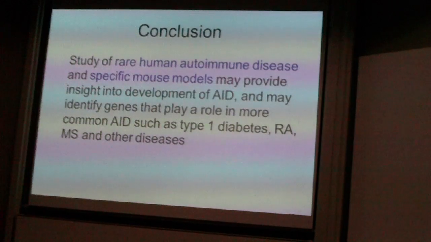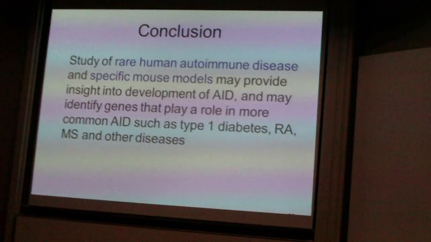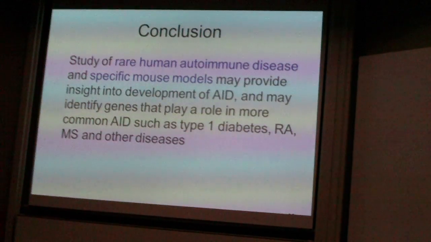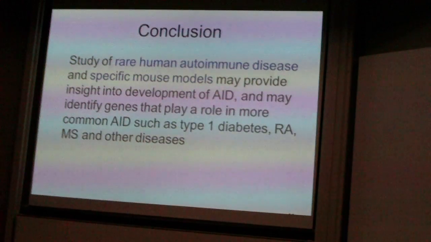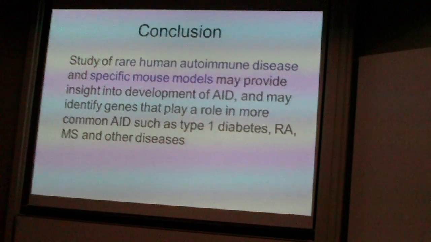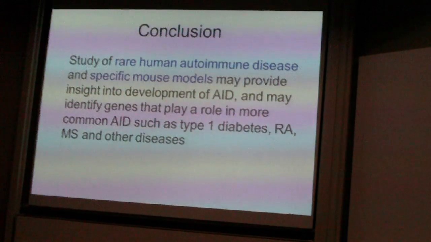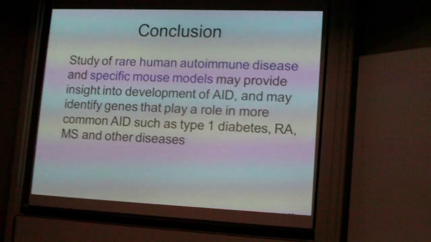So as a conclusion, we can say that even the study of rare human autoimmune diseases and specific mouse models, although they have not focused on that, provides information that helps us to understand development of autoimmune diseases, and this may also help us to identify genes that are important in various autoimmune diseases such as type 1 diabetes, rheumatoid arthritis, multiple sclerosis, and others.